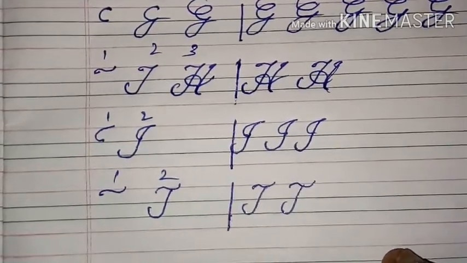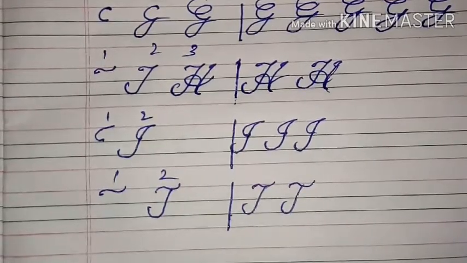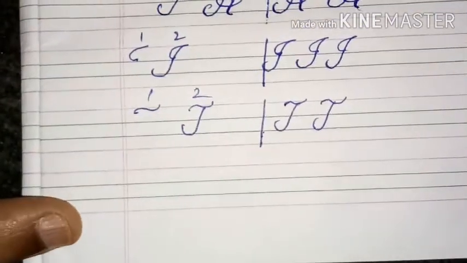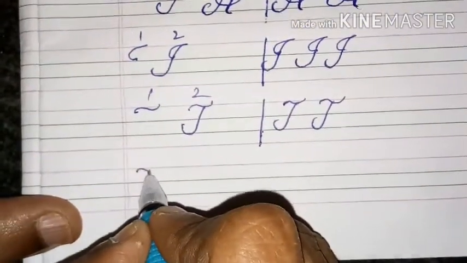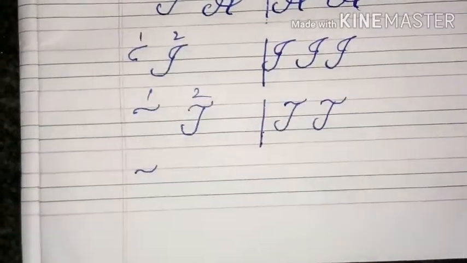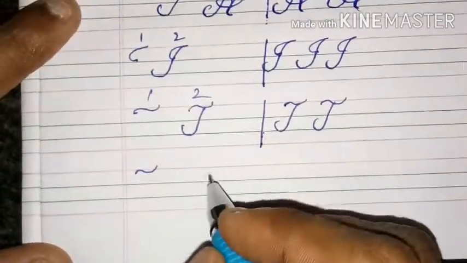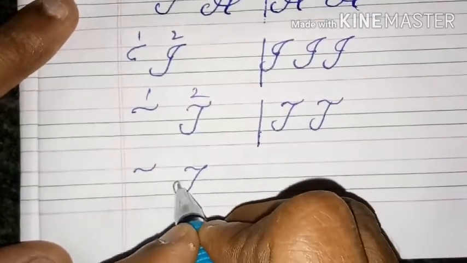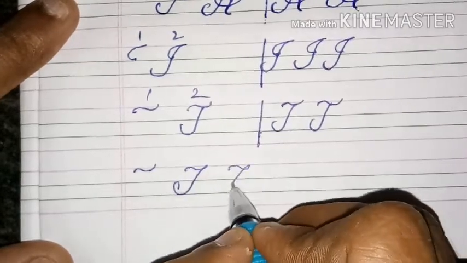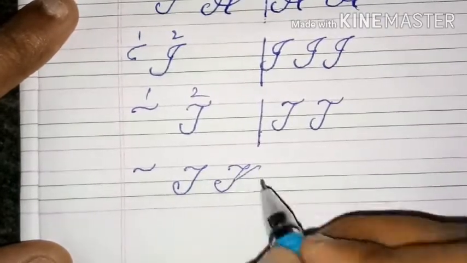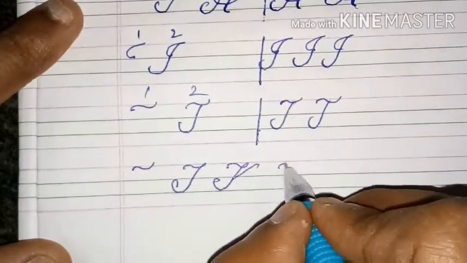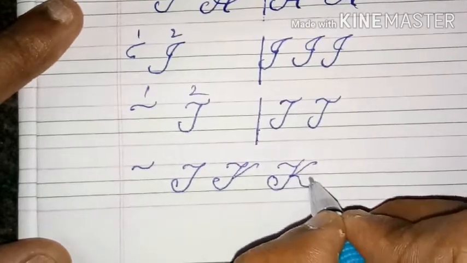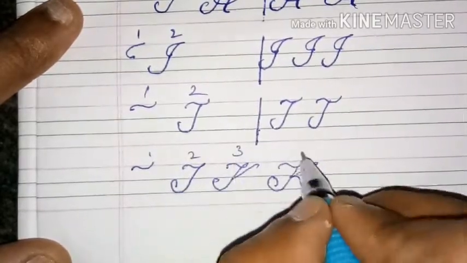Next, we go to the letter K. K is divided into 4 strokes. The first one is the same stroke that we are seeing this, and now you turn on to the middle zone like this. 1 and 2, and this is the third one in the upper zone part, and the final one is like this. 1, 2, 3, and 4.